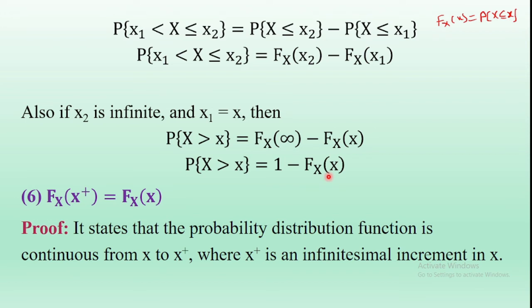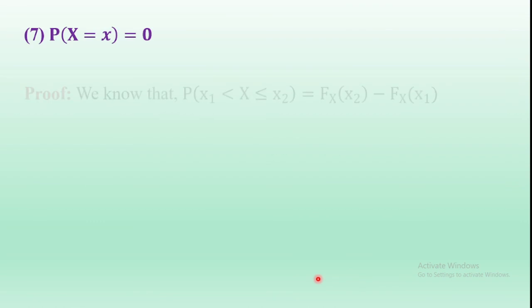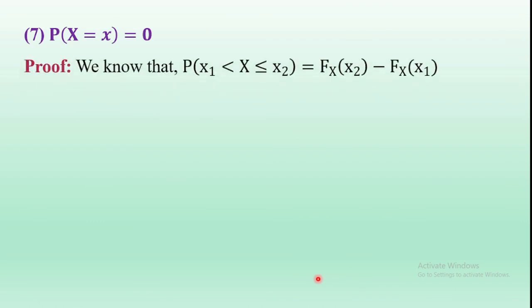Next property: Fx of x plus is equal to Fx of x. The proof of this property states that the probability distribution function is continuous from x to x plus, where x plus is an infinitesimal increment in x. And next property: probability of X equal to x is 0.